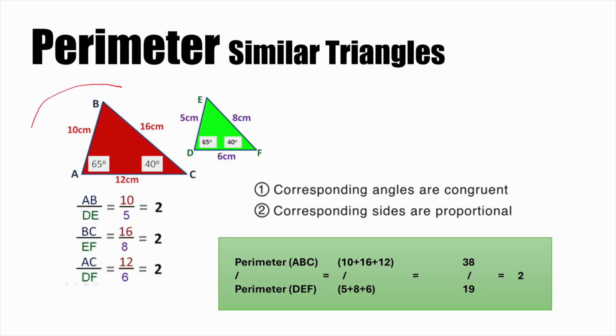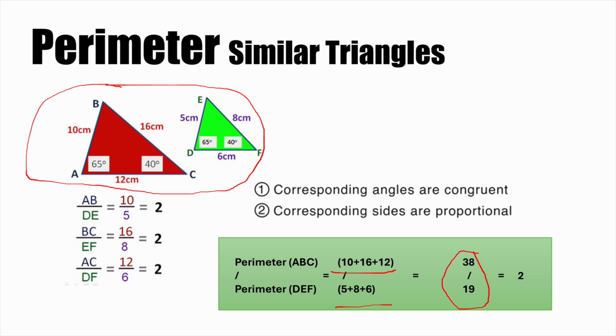These two triangles are given as similar. Their perimeter would be the sum of all three sides. If you add 10 plus 16 plus 12, and if you take the ratio of this perimeter with the perimeter of another similar triangle, then the ratio shall be equal to the ratio of similitude, the ratio of their corresponding sides. So you can see here also it is 2 and here also the ratio was 2. So this is the property of perimeter in case of similar triangles.